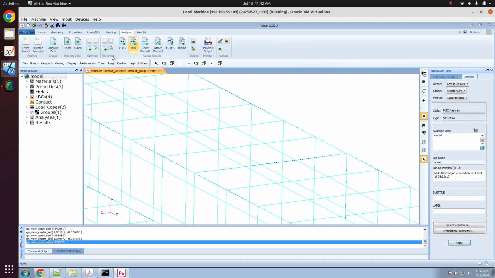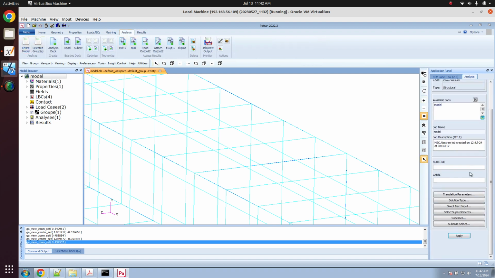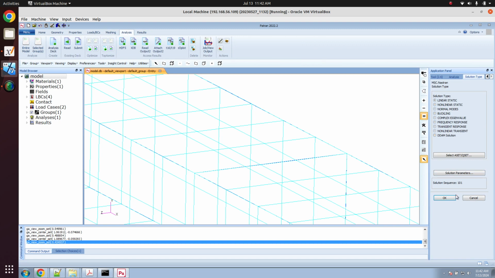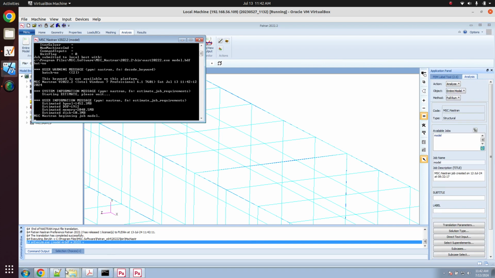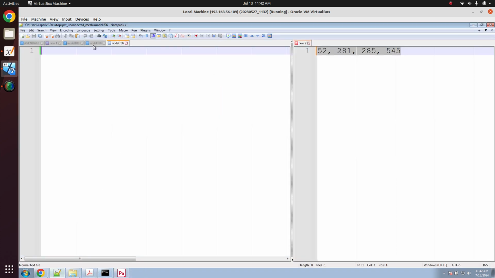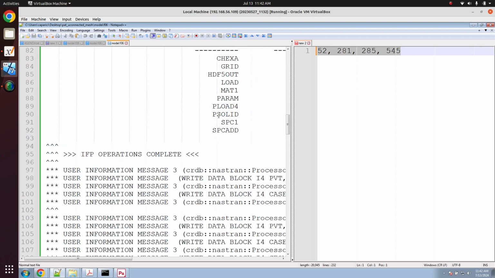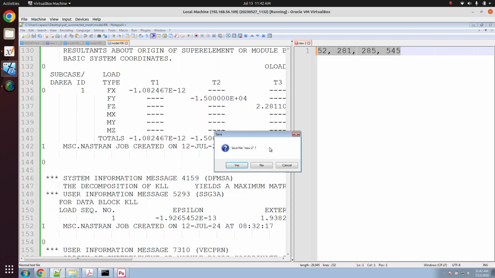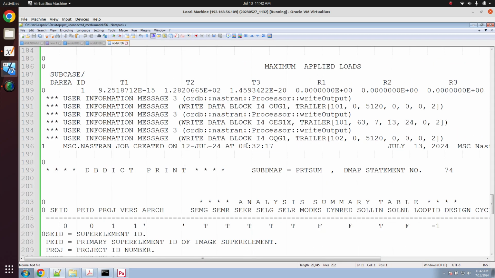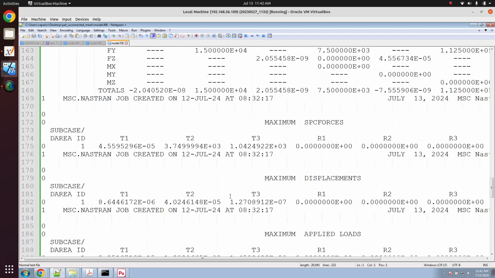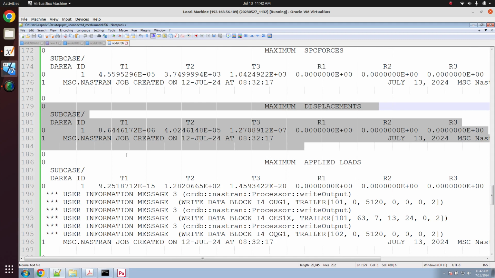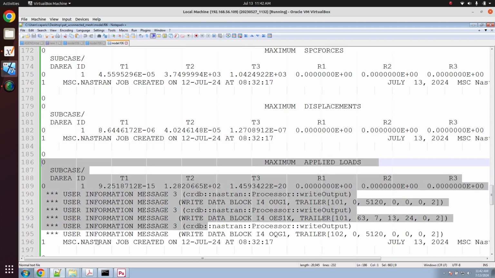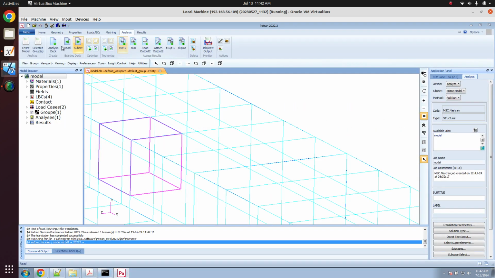So I've done that equivalence now. Let's go to the entire model, click on solution type and click linear statics, click apply, and click yes. And if we look in the F06 file, you notice that the user fatal message 9050 is no longer here. I actually get some results regarding what the displacements are and what the loads are.